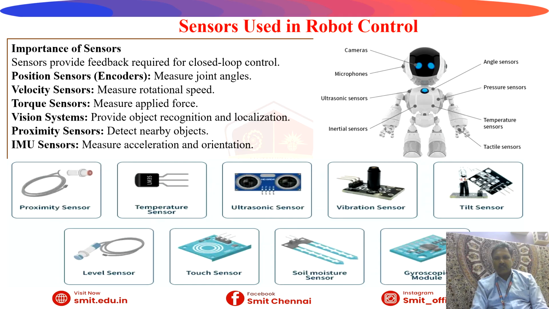Here various sensors are mentioned for your understanding. Kindly go through these sensors: temperature sensor, ultrasonic sensor, vibration sensor, tilt sensor, level sensor, touch sensor, gyroscopic module sensor, soil moisture sensor. The various sensors are mentioned here, and where they are placed in the robot is also highlighted in this picture representation.